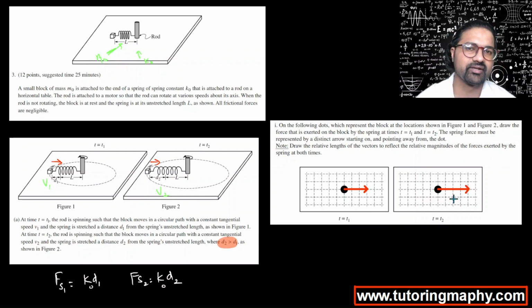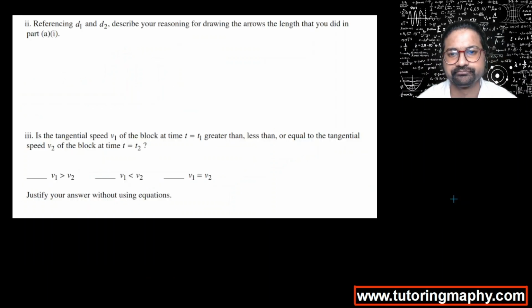The idea behind 3 and 4 is just to indicate that the right one is obviously a greater force than the left one. That is the only idea. So it should be very crisp and clear in our drawing that there is a difference in the relative lengths of both the vectors. That was pretty straightforward. And the next question, they are talking about referencing d1 and d2.